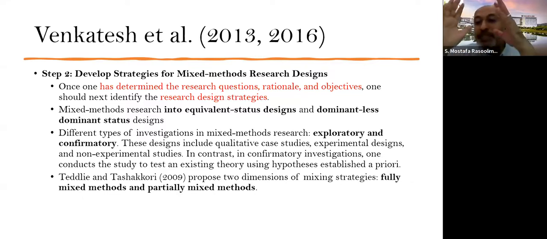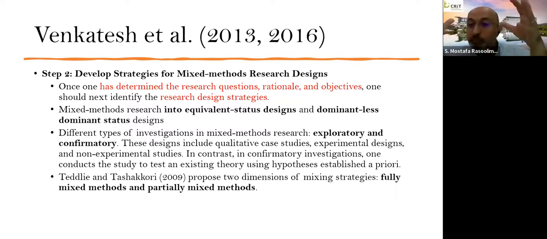This mixing can be fully mixing or can be partially mixing. If mixing of qualitative and quantitative happens from the beginning and in the whole process of research, these two are fully combined. Even if one method is dominant, when we start from the beginning, this can be fully combined. But sometimes it is partially combined. Okay, let me give you an example.